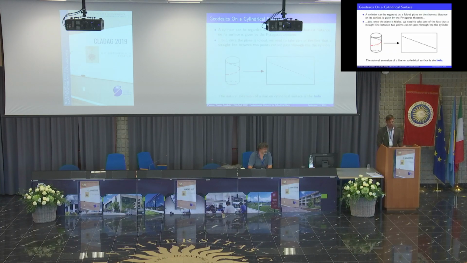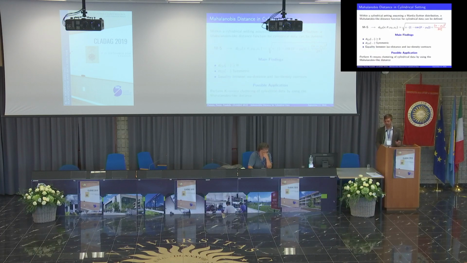Actually, geodesic distance is just the extension of the straight line on the cylindrical surface. Here in the Mahalanobis distance, where is the application of geodesics? Here, in this part, 1 minus cosine of theta minus mu0, that is the average, the central point of our distances.